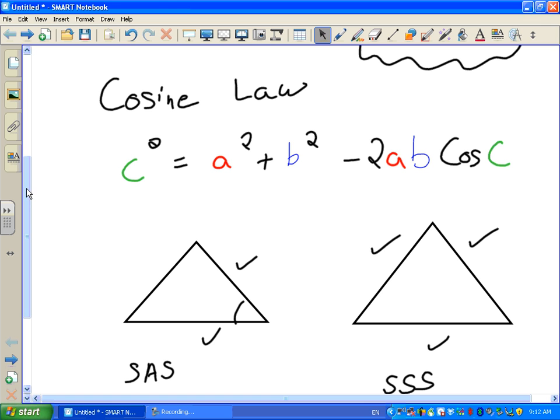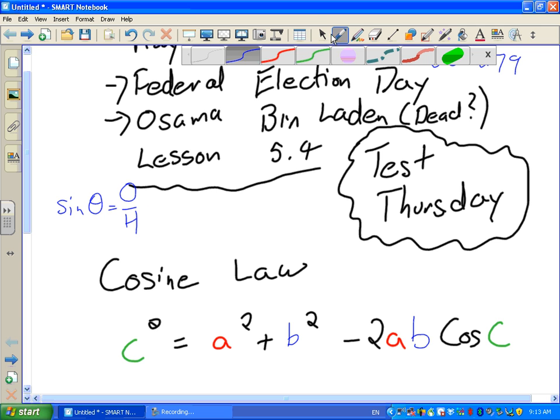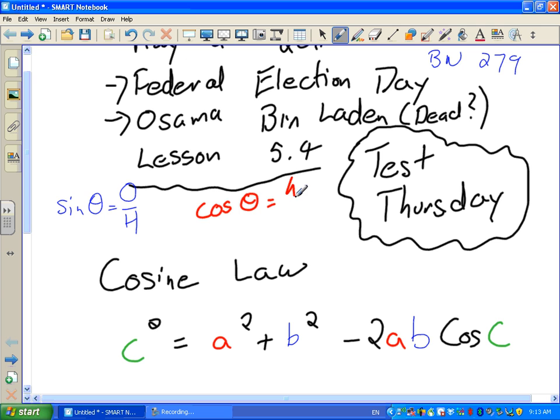Okay, we're working with cosine law. So we've gone over all of our trigonometric ratios, our SOHCAHTOA. Let's do a recap of that. Sine theta, our angle, is opposite over hypotenuse, cosine theta is the angle adjacent over hypotenuse, and tangent theta is opposite over adjacent. Make sure you have that memorized.